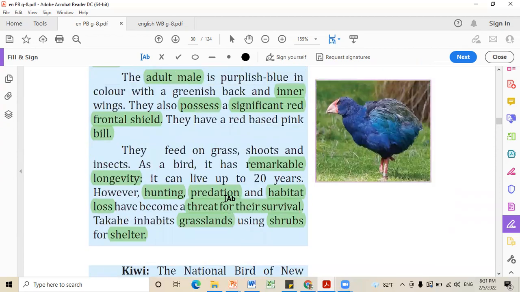So read it maybe a few times, maybe once every day. Try to read about all these 6 birds. And you will get the idea.